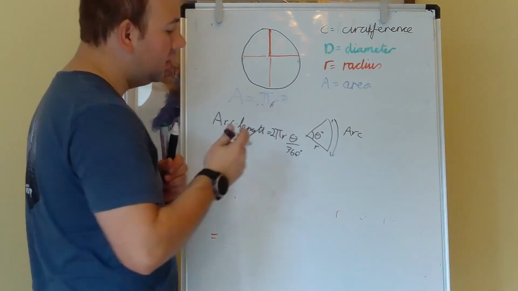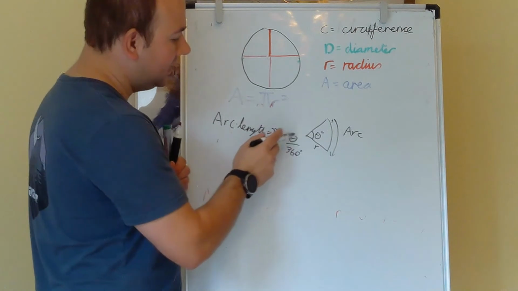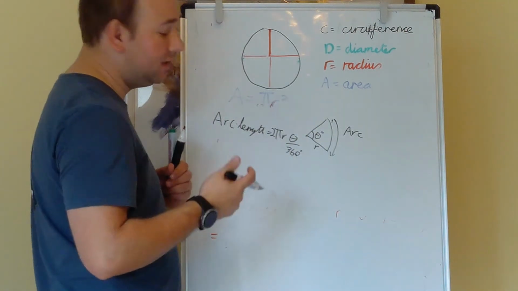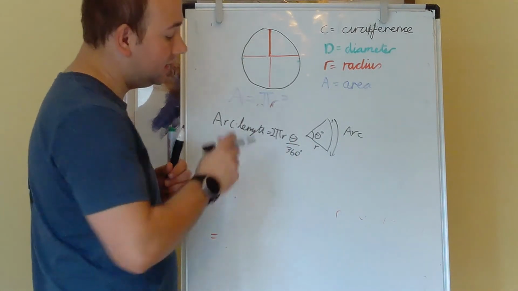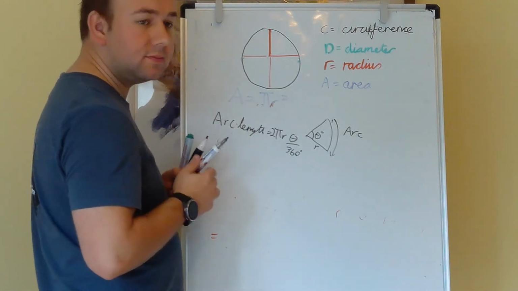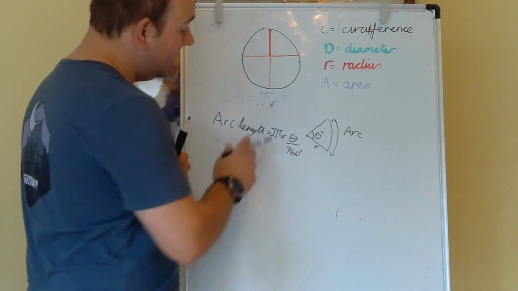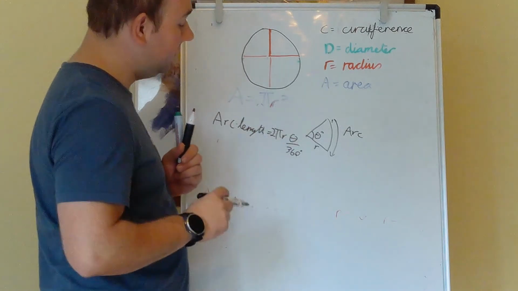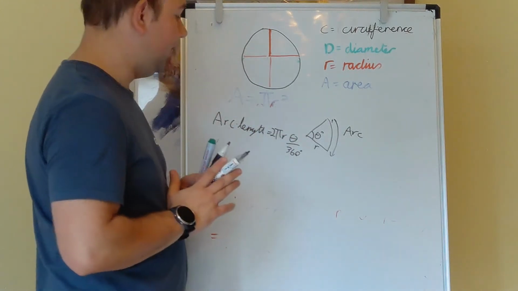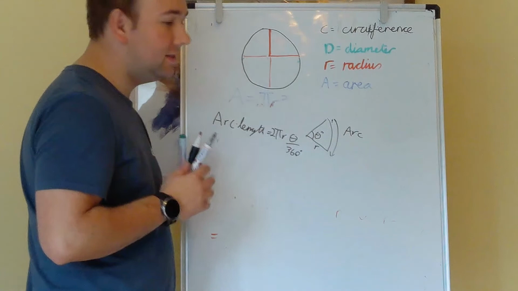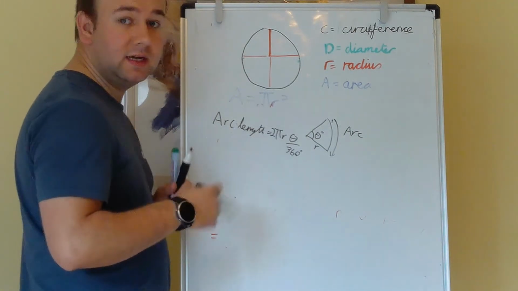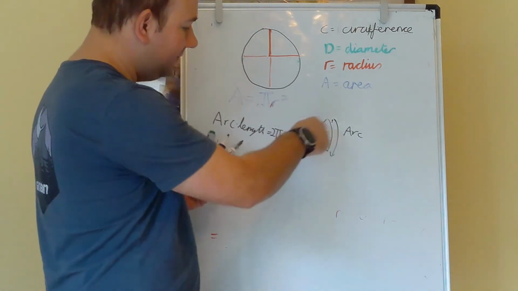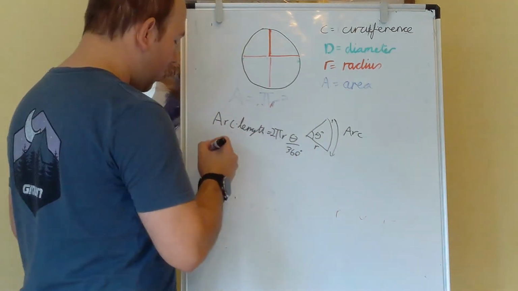When you get to A-level, you learn about radians, in which case the angle theta will be measured in radians. Instead of using 360, you use 2 pi instead. And if you notice, the 2 pi will cancel out here, so you end up with just r theta if you're using radians. We will talk about radians in another video, but that's a preview of what's to come.